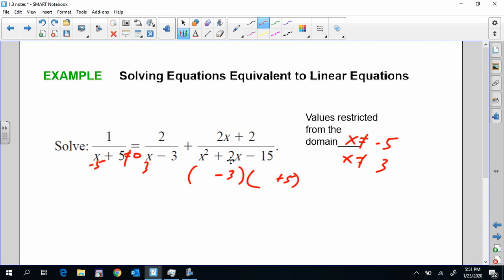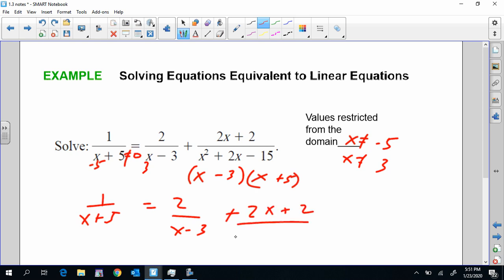Why positive 5? Because the middle term's got a positive 2. And so the same two restricted values show up when I factor that denominator. So far I have 1 over x plus 5 equaling 2 over x minus 3 plus 2x plus 2 over those two multiplied together. So factor, state your restrictions. Those are the first two steps.